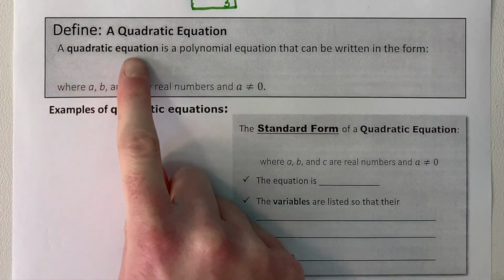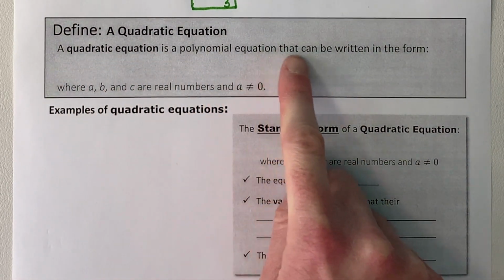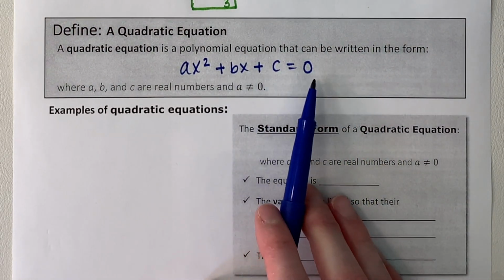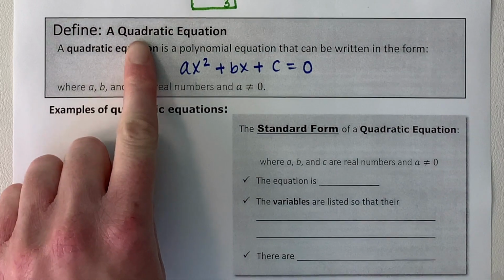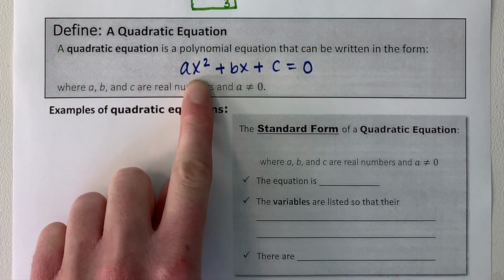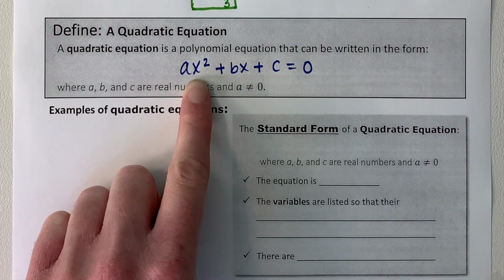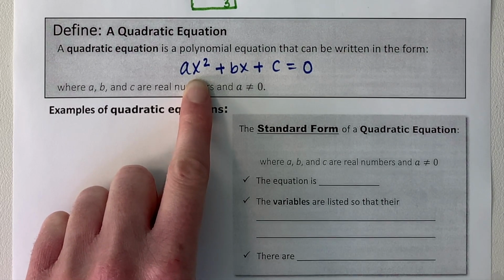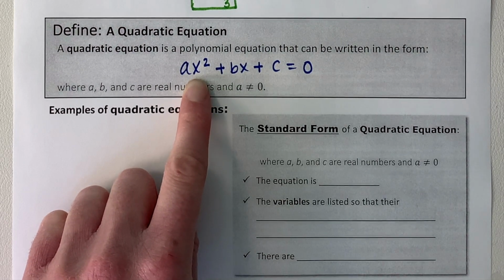A quadratic equation is a polynomial equation that can be written in the form ax squared plus bx plus c equals 0. A quadratic equation means that you have an x squared. And quadratic equations don't have exponents higher than squared. So quadratic equations cannot have x cubed, x to the 4th, x to the 5th, and so on.